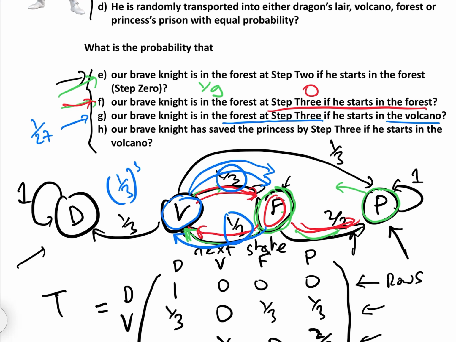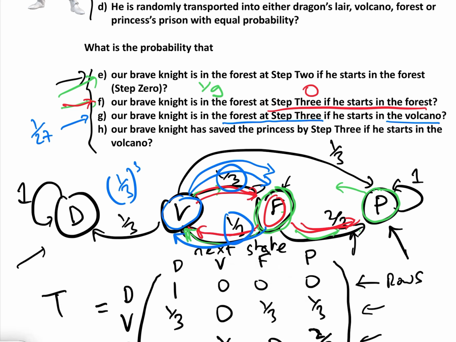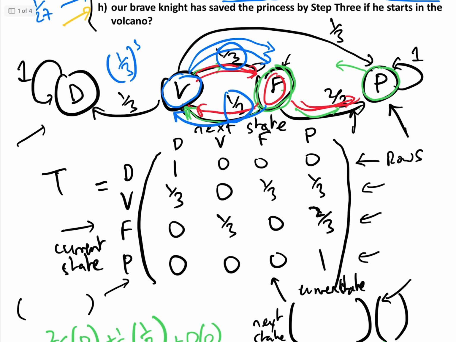Finally, what colours have we got left? What colour have we got left here? Yellow. Okay, so let's do yellow. Finally, let's just do H, and we're going to do it by hand, and then we're going to do it with the transition matrix. Okay, so basically, the yellow one, he has saved the princess by step 3 if he starts in the volcano.